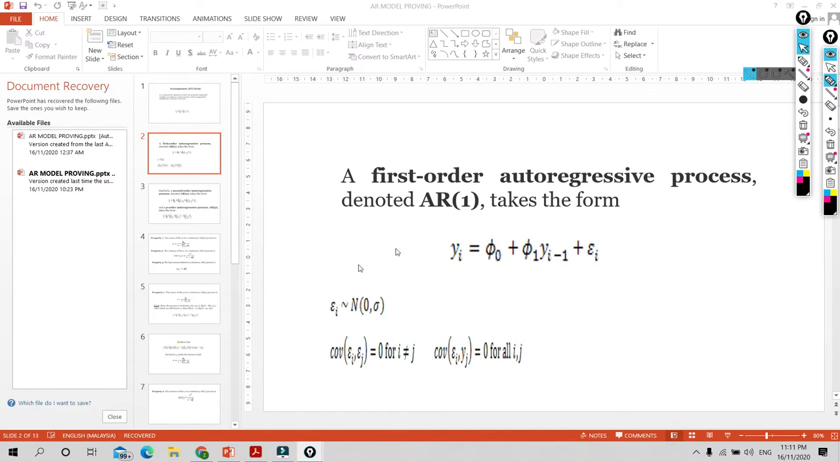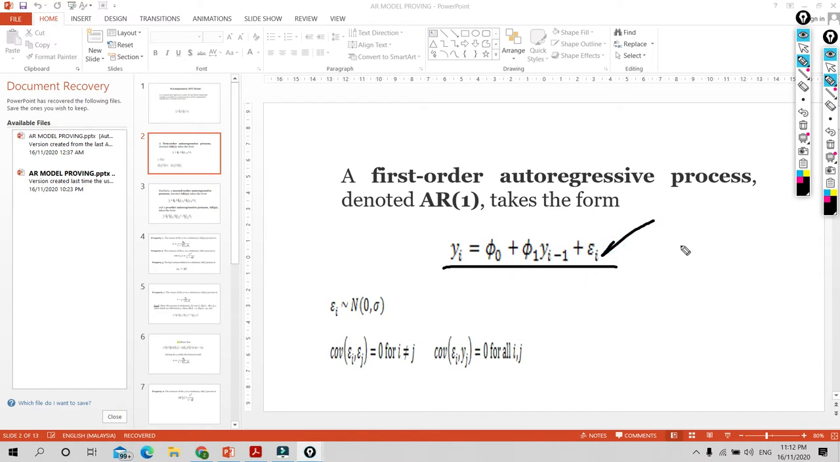What I mentioned just now is an AR1 model. So this is the AR1 model: y sub i is equal to phi naught plus phi sub 1 y sub i minus 1 plus epsilon i. This is AR1. The error term here is white noise.